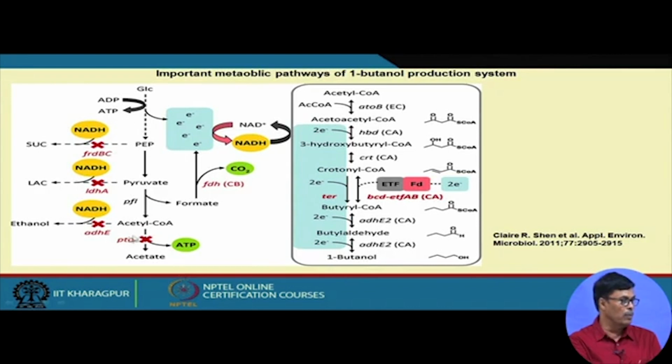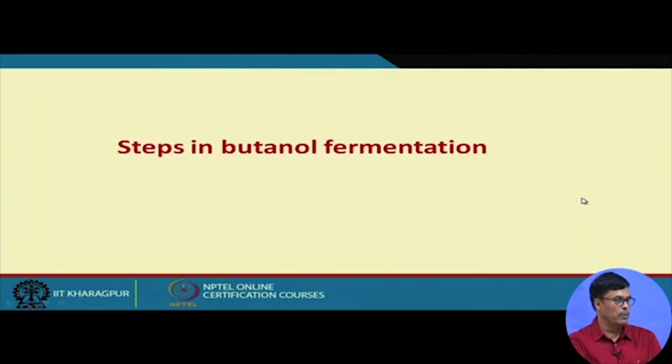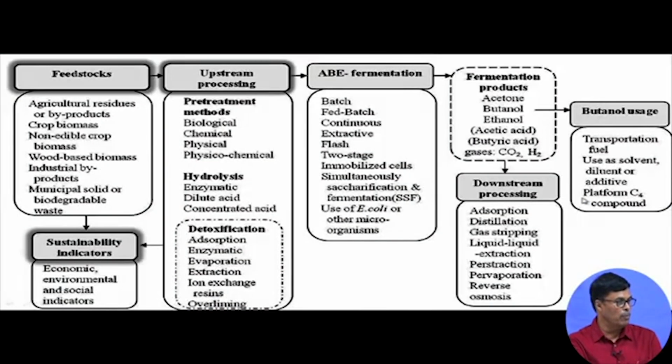So, what we want to point out is that after pyruvic acid it produces acetate as well as ethanol. These two processes have to be closed. You have to inhibit these processes, and only then can you have the accumulation of butanol in your fermentation broth. The steps involved in the butanol fermentation are several.